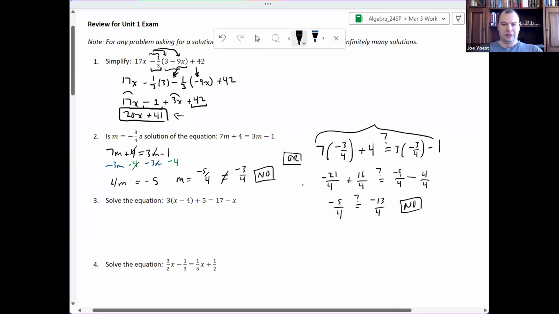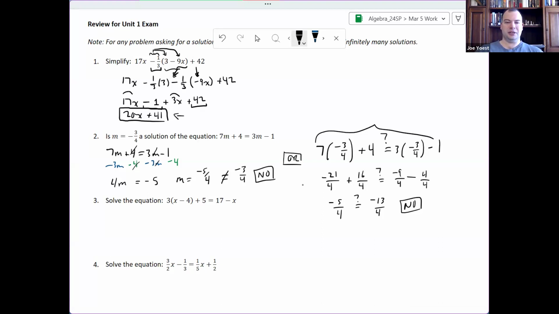We could plug in, we could simplify everything down, and we could see that negative 5/4 is not equal to negative 13/4, so this is not a solution. But I think it would have actually been quicker just to directly solve and figure out what the answer is and ask, is the actual solution negative 3/4 or not? In this case, we just move the 3m to the left side, move the plus 4 to the right side, and we end up with the actual solution being m equals negative 5/4, which is not negative 3/4. So no, negative 3/4 is not the solution.